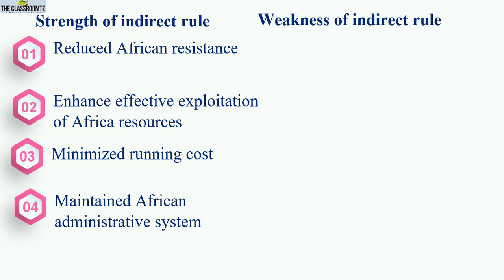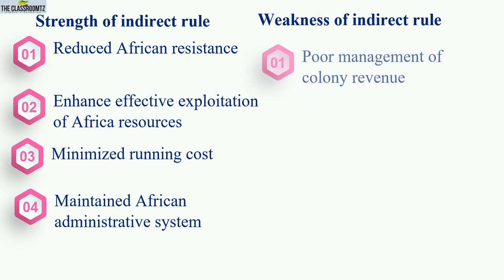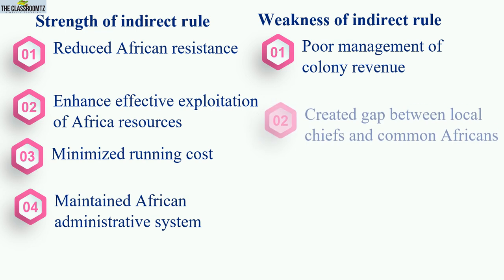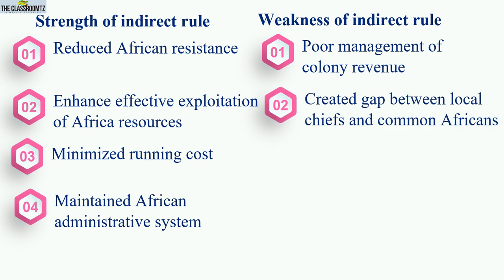On the other side, we have the weaknesses of indirect rule. The weakness is poor management of colonial revenue. The revenue was not managed properly because Africans lacked knowledge or education in controlling this revenue, as they were the ones who sometimes collected taxes, so it was difficult to control them because they lacked knowledge on how to manage those revenues.